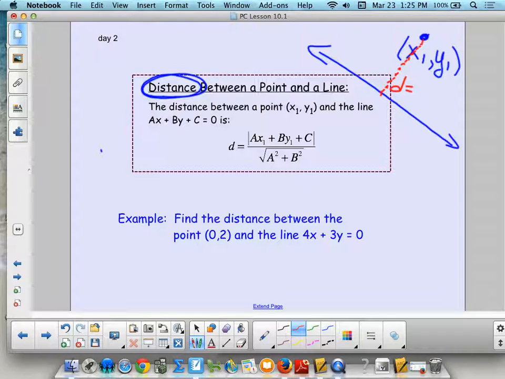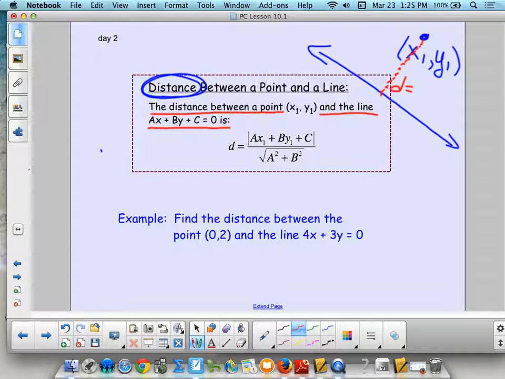Okay. Now, how exactly are we going to do this? Well, I'm going to give you a formula today, and I'm just going to give it to you. I'm not going to show you how they came about getting this. We're just going to read the formula and look at the definition. All right, here we go. The distance between a point, x1, y1, and the line ax plus by plus c equals 0 is going to be d equals such and such.